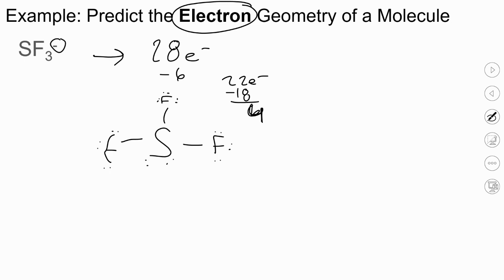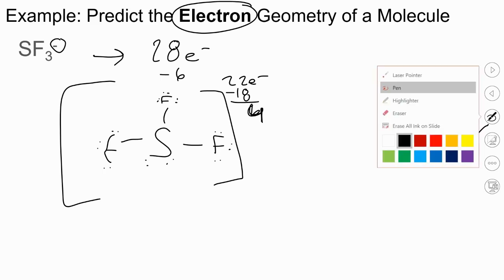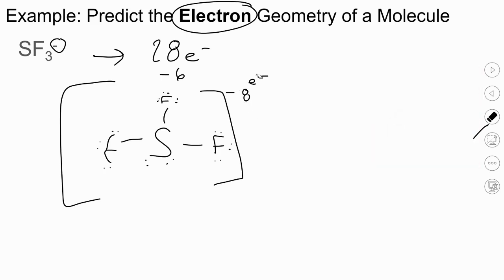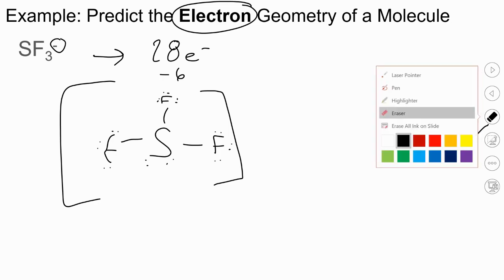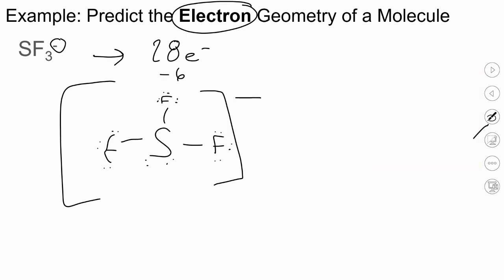Remember, this is a negative ion, so we need to show that this has a negative charge. Okay, so I have a negative charge. Okay. So sulfur can have more. Yep, it's in that 3rd row. 1, 2, 3. So it could. Fluorine can't because it's in the 1st row.